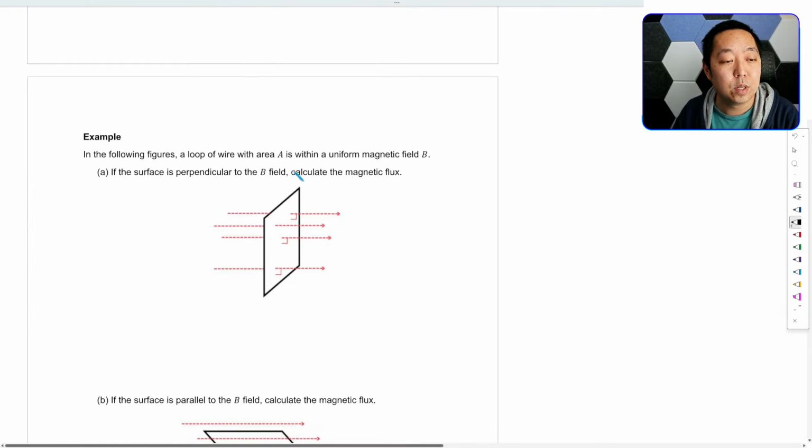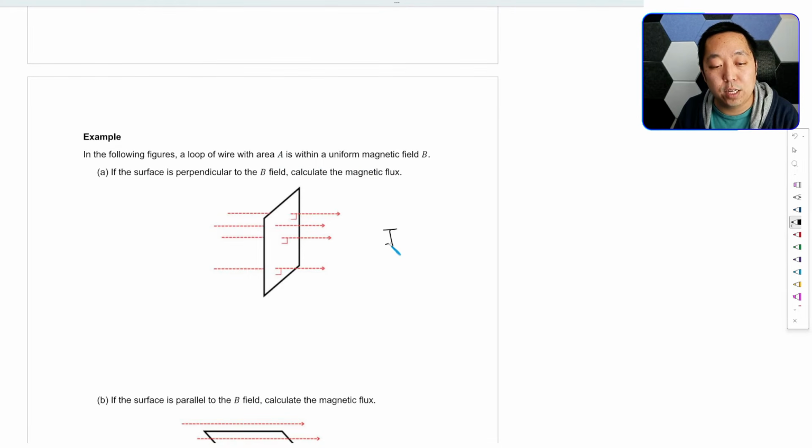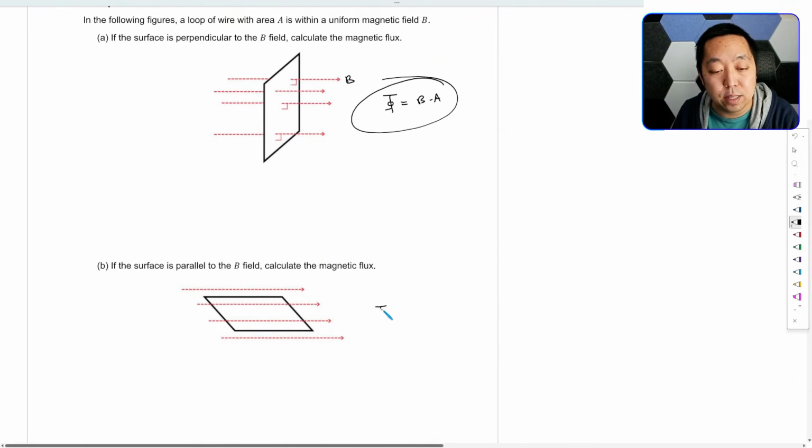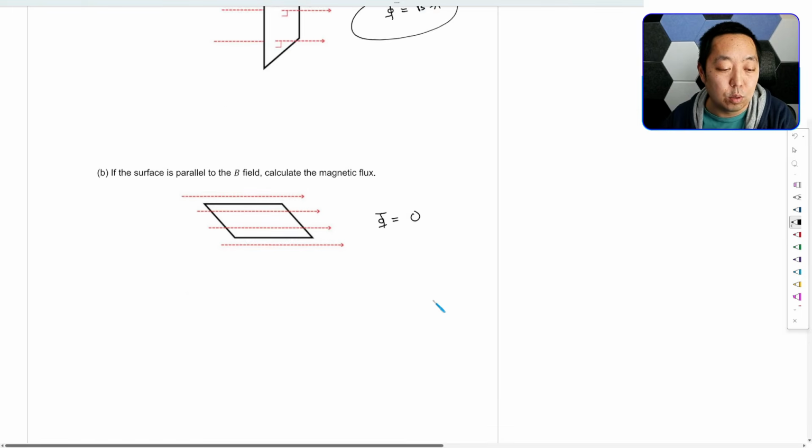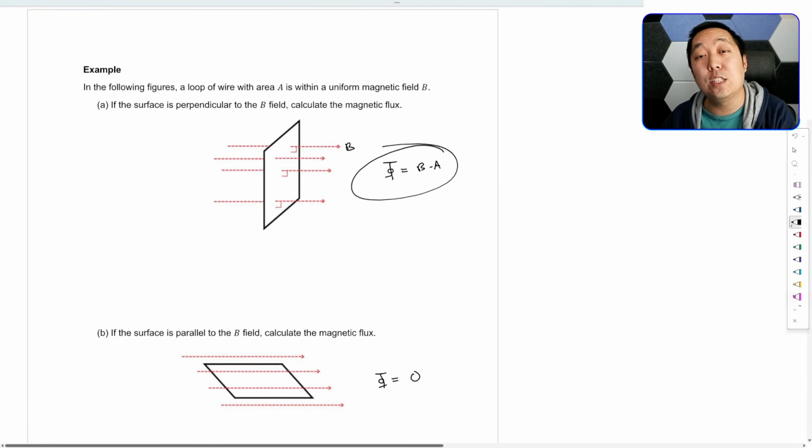So let's take a look at this here. Following figures, loop of wire with area A is within a uniform magnetic field B. If the surface is perpendicular to the B field, calculate the magnetic flux. Here, the flux is B times A because the B field is passing right through the area, just like that. Just multiply the two. But if it's parallel, then the magnetic flux is going to be 0 because the B field is just passing over that surface, but not actually going through that loop. And that matters because the flux is what's going to cause that induced current in loops of wire and things like that. Okay, so that's the general idea of flux.